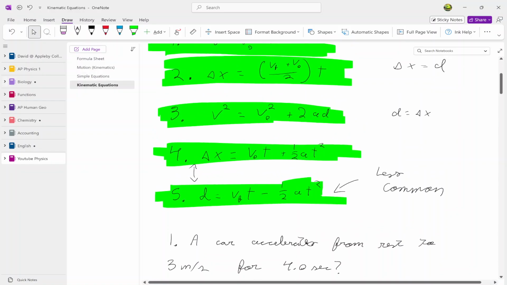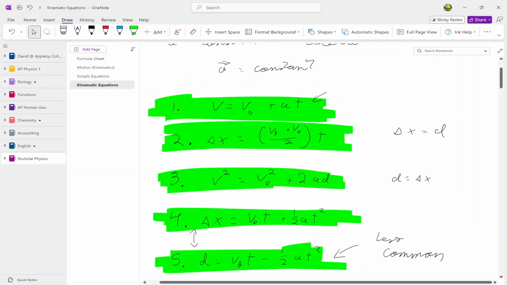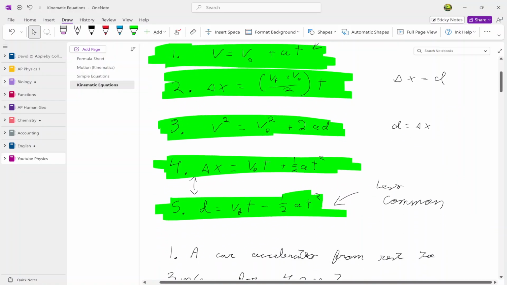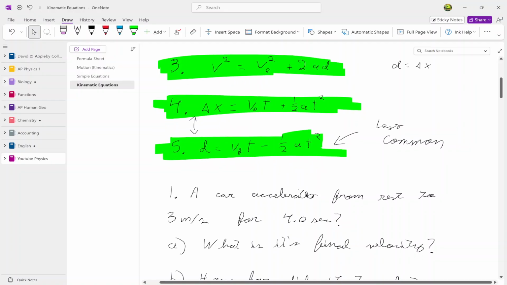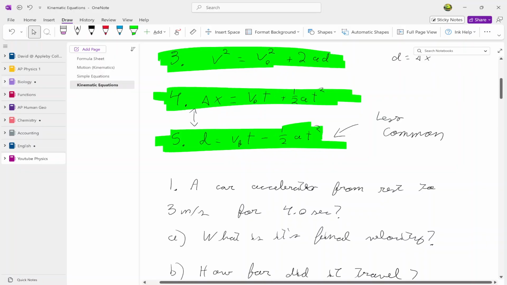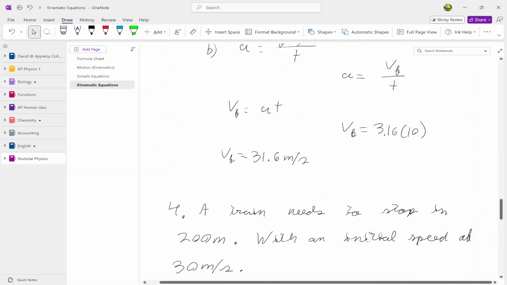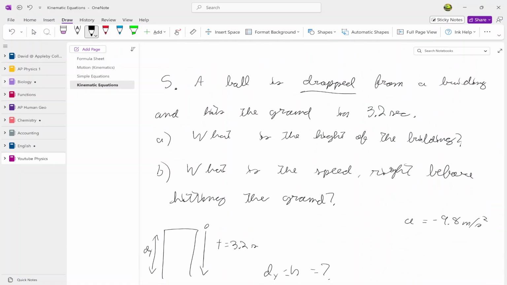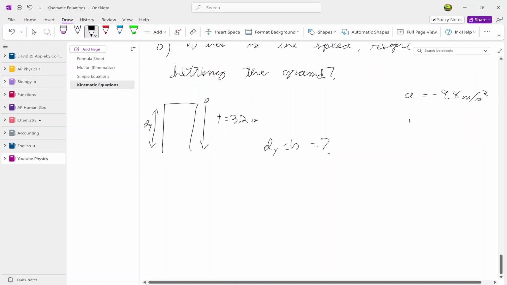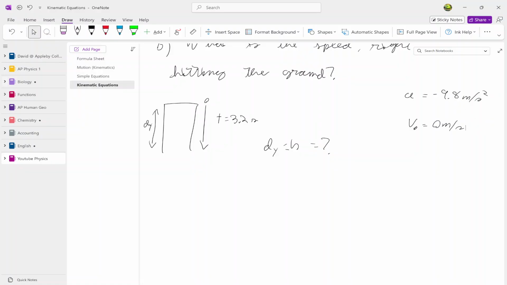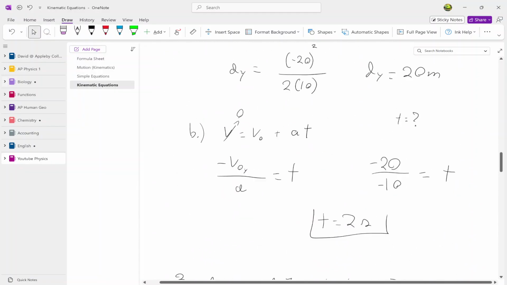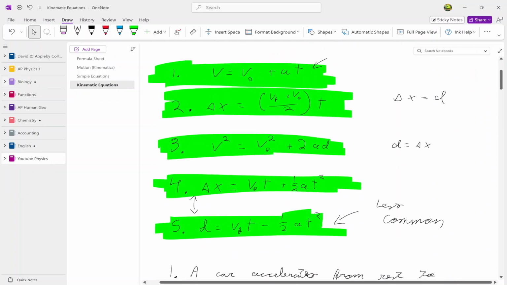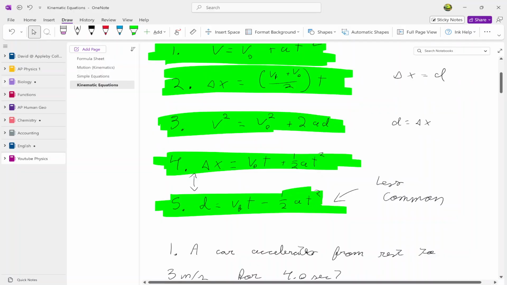Well, let's look at the other ones. Wait, was it thrown downwards or was it released? Dropped. Oh, here we go. Dropped. Okay, so that gives us confirmation that vo equals 0 meters per second. So that makes it a bit easier now because we can use most of them really.